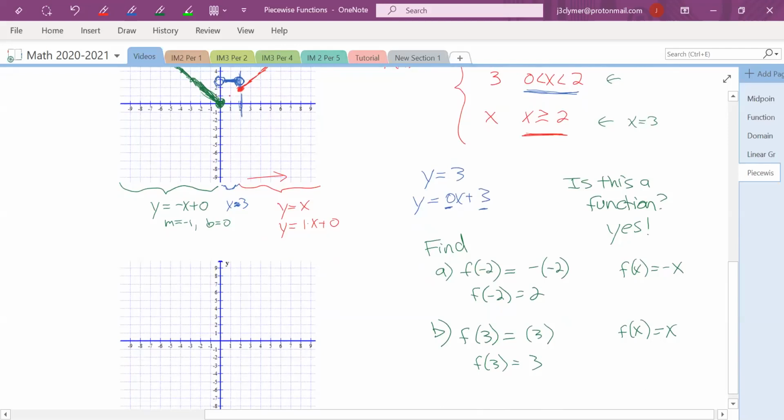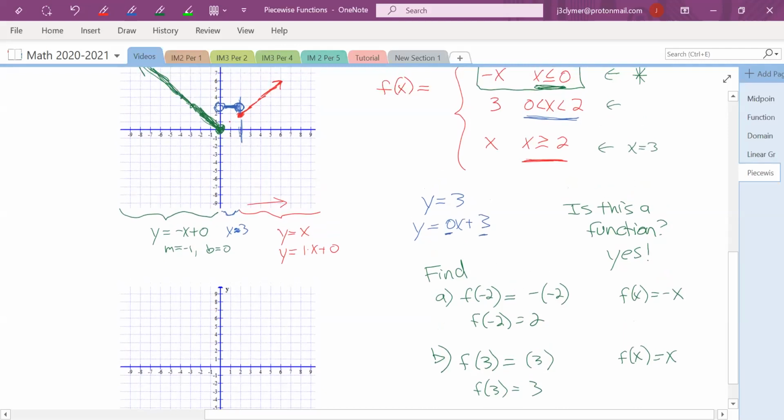All right, so that's enough for today. Why don't you go ahead and write a summary in 2 to 3 sentences, describe what you learned today and what piecewise functions are all about. All righty, thank you very much.